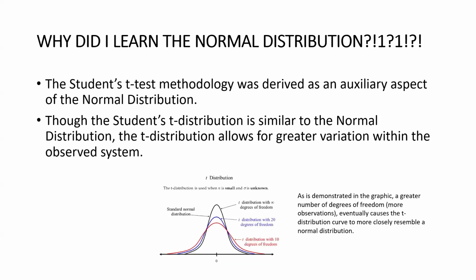So the question is then, why did you learn the normal distribution? Well, the student's t-test methodology was derived as an auxiliary aspect of the normal distribution. Though the student's t-distribution is similar to the normal distribution, which is the underlying distribution from which the test is powered, the t-distribution allows for greater variation within the observed system. It's more robust. As is demonstrated in the graphic, a greater number of degrees of freedom, more observations, eventually causes the t-distribution curve to more closely resemble a normal distribution.